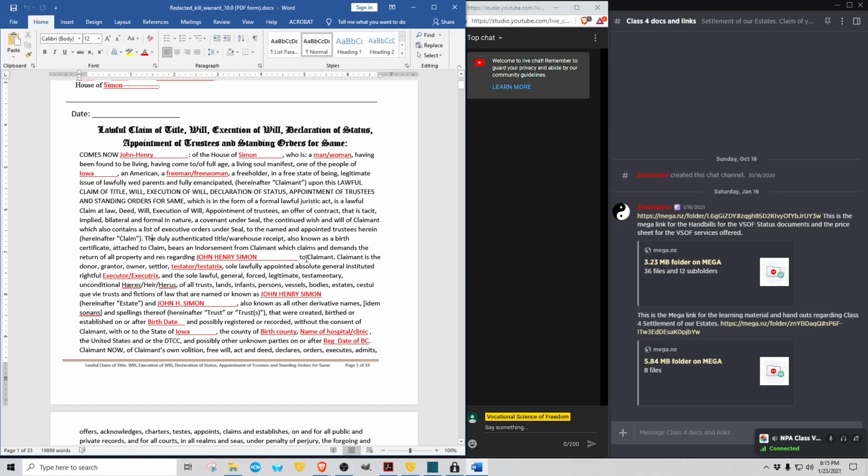Okay. To claimant, period. And claimant is the donor, grantor, owner, settlor, testator or testatrix, as the case may be, so lawfully appointed absolute general, instituted rightful executor or executrix, as the case may be, and so lawful general forced legitimate testamentary unconditional heres suus. That's just 3 different ways to say heir. Okay. Of all trusts, lands, infants, persons, vessels, bodies, estates, sesquicae trusts, and fictions of law that are named or known as, and again, this is the name on the BC, hereinafter estate.